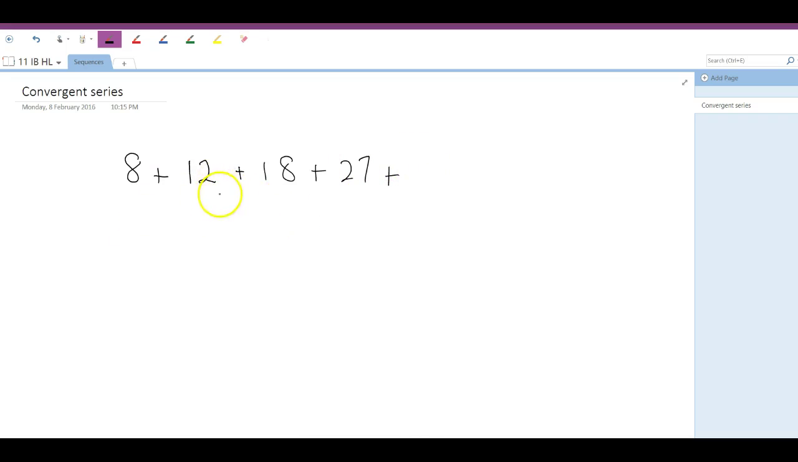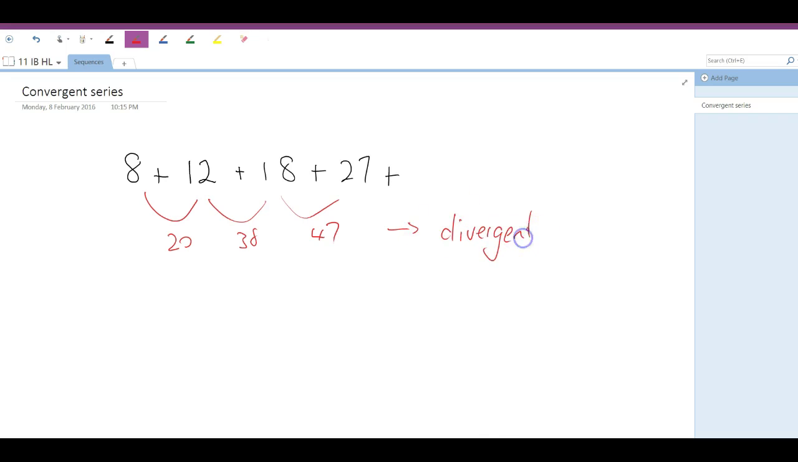Now what's happening is that if we have a look at the sum of this, that's 8 plus 12 is 20. That goes to 38. And we're adding, that's 47. Now these terms are just getting larger and larger, and our sum is getting larger and larger. So this would be a divergent sum.